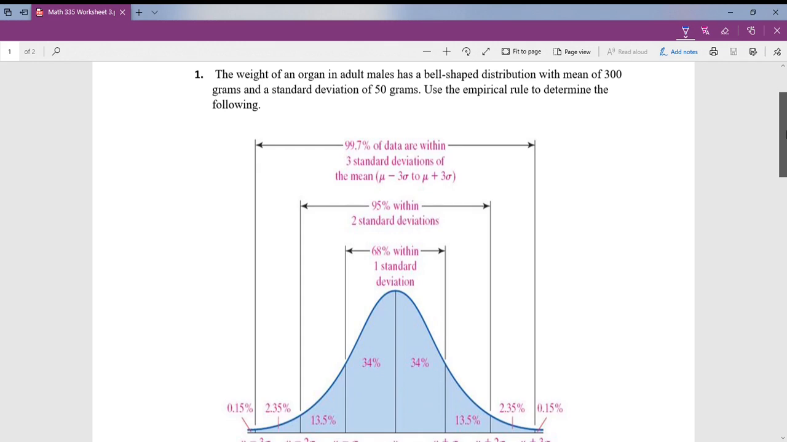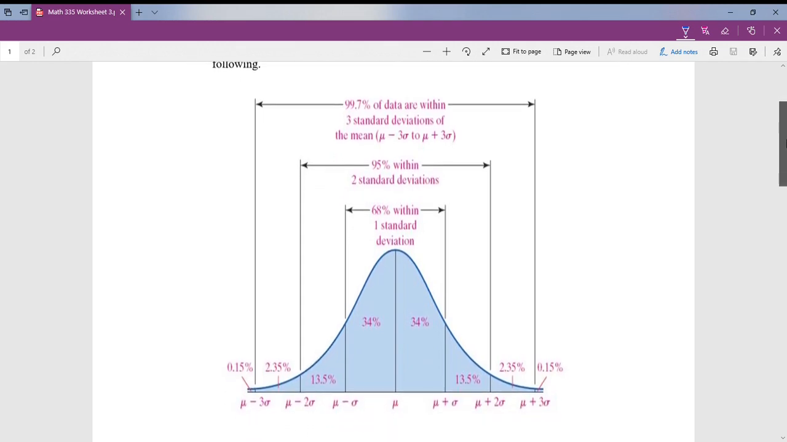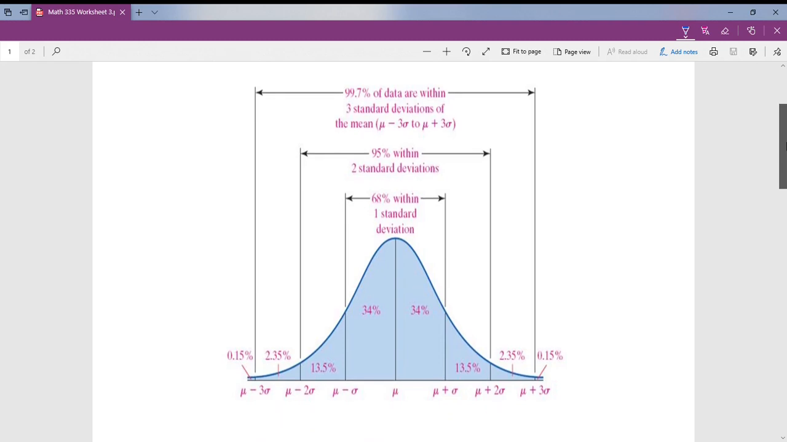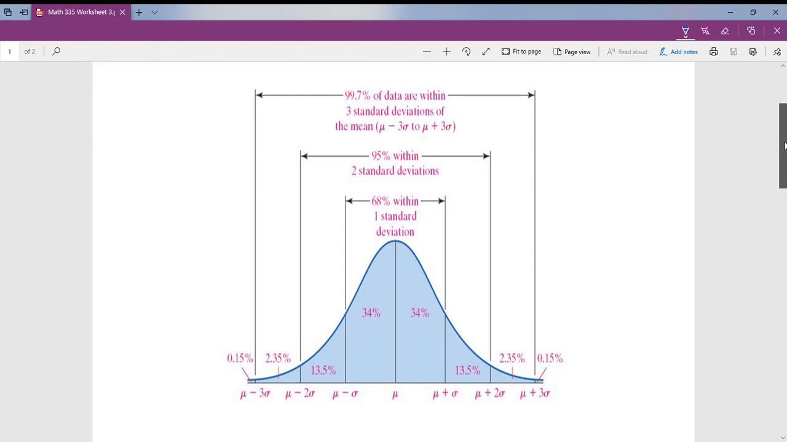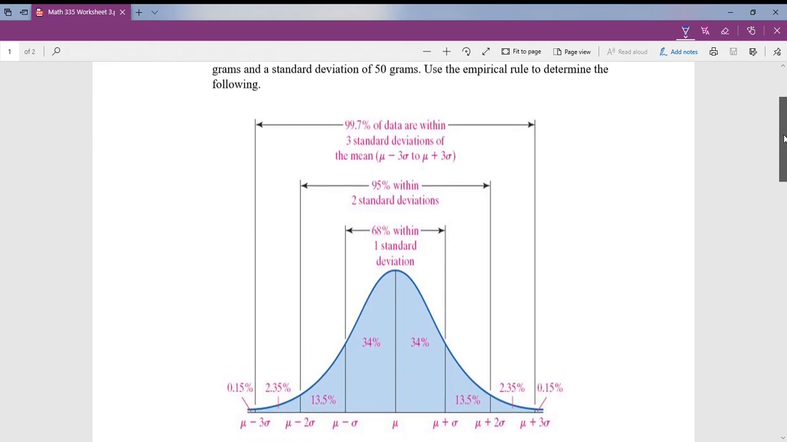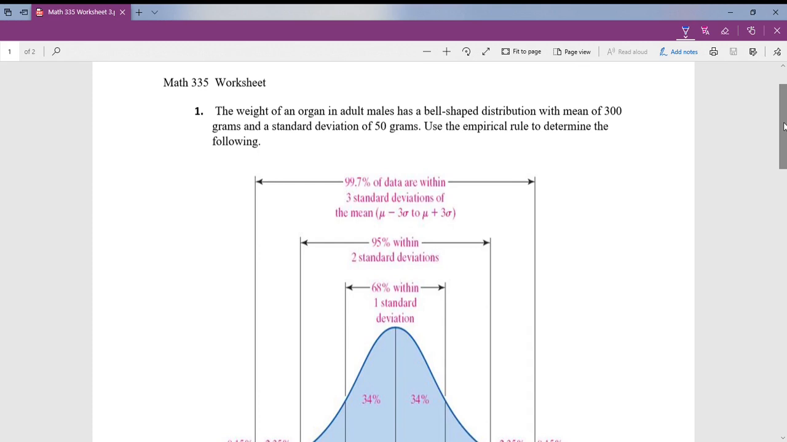Now we have a nice picture of the normal rule here, and we're going to use this to solve this question. Before I even look at the questions, I want to find the mean and the standard deviation. If you read the question very carefully, it is given that the mean is equal to 300. So we know mu equals 300, and we know that the standard deviation is 50 grams. So I'm going to put sigma equals 50 grams. Now we're going to use this information to fill in the normal rule.